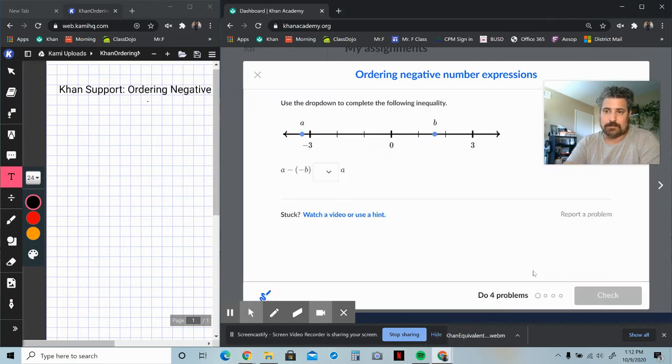Let's go. All right, it says use the drop down to complete the following inequality. Now, I'm not going to use the writing unless I need it. So let's just talk about these ideas, okay? So it says use the drop down to complete the following inequality.